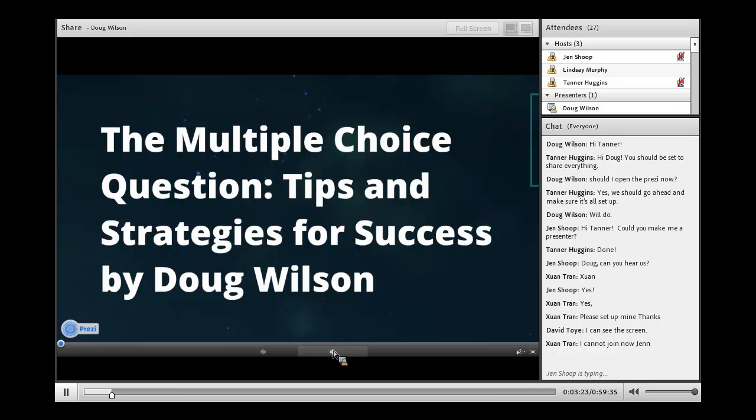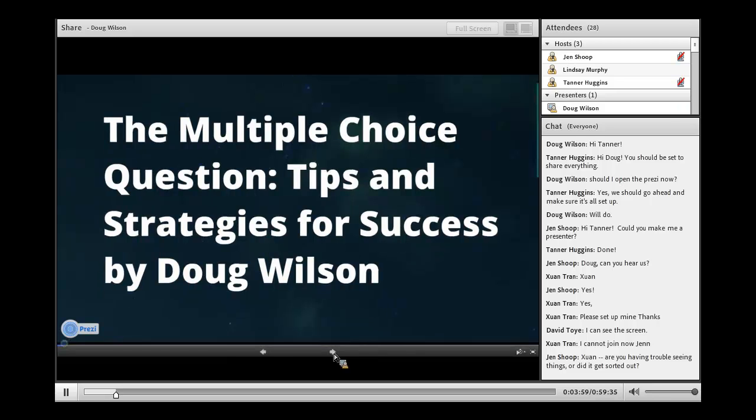The point of this is that if you can design a better multiple choice question, then you will better assess what your students are learning in the class, which means that you can make a case to your administrators about why you should have tenure, why you should get a promotion, and also just be proud of the fact that your students are being successful learners, which is really why most of us are in this game. We want to help students achieve their goals and dreams. And so this presentation is called the multiple choice question, tips and strategies for success.